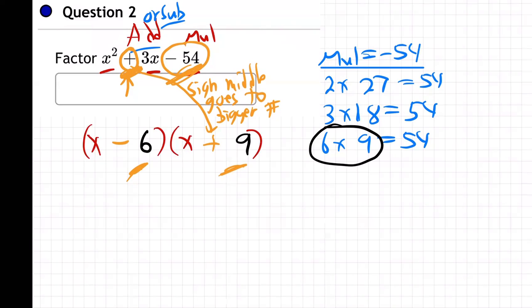Now you can switch the order. You can have the x plus 9 coming first and the x minus 6 second. Either one's fine. So the order doesn't matter, but the signs matter. So the 9 has to be the positive and the 6 has to be the negative wherever they are. So you see how I determined that? 6 and 9 are the numbers that multiply to be 54. They're the ones that can subtract to be 3. And then the sign in the middle always goes on the bigger number. So there we go.